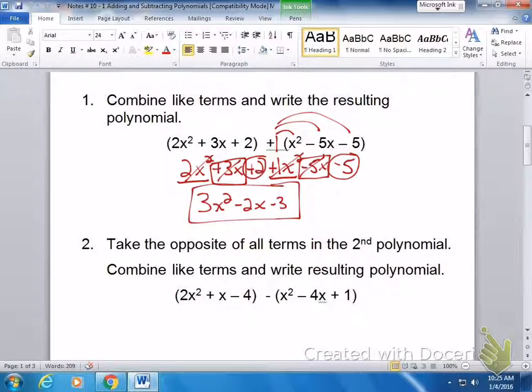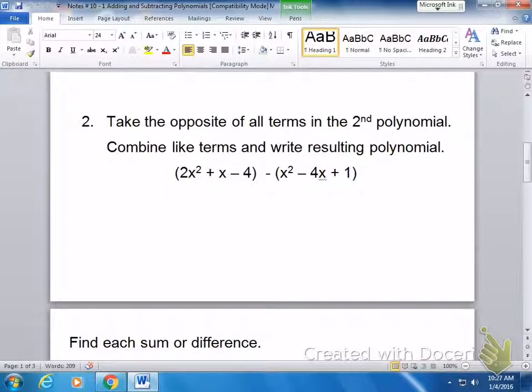All right, let's look at number 2. It's a little bit different. It says take the opposite of all the terms in the second polynomial, then combine all like terms. Well, the reason they're saying switch, take the opposite of each term, is because now we don't have plus 1, we have minus 1. So we have to distribute that negative 1 across my parentheses. So I have 2x squared plus x minus 4. Negative 1 times x squared is negative x squared. Negative 1 times negative 4x is positive 4x, and negative 1 times 1 is negative 1.